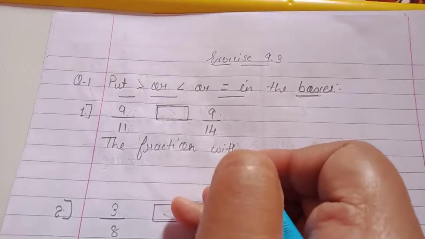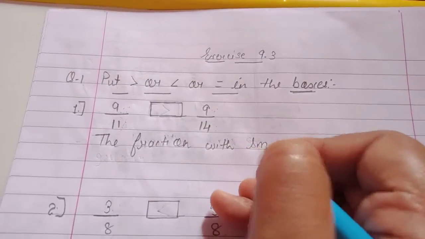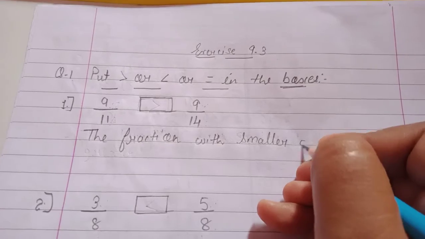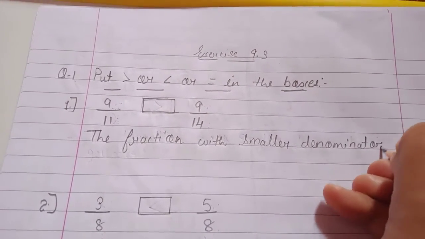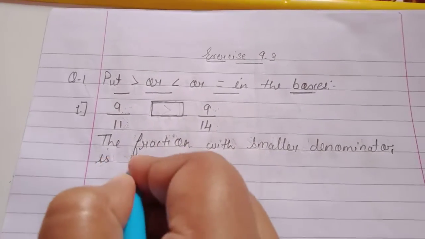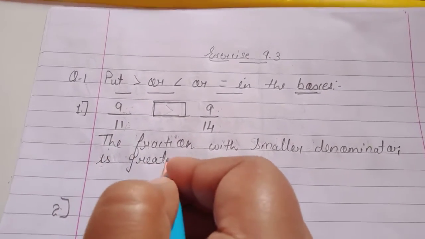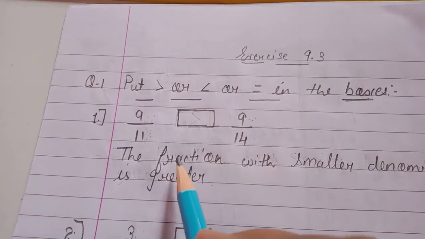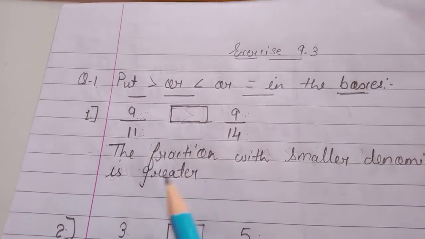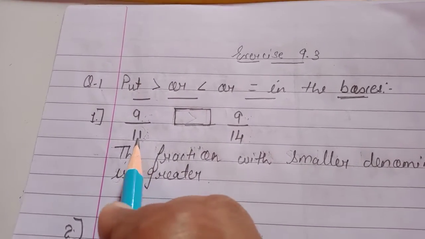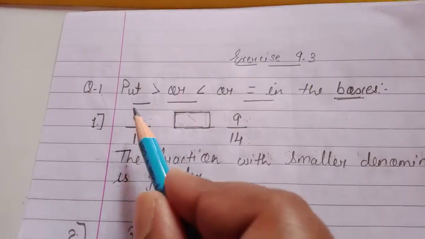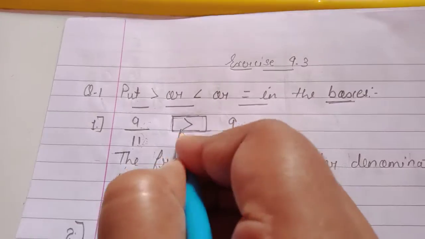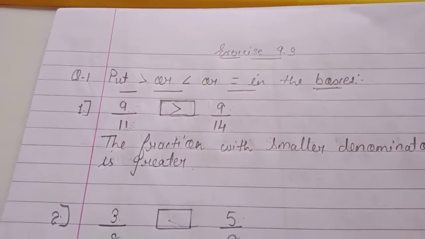smaller denominator is greater. So when numerators are the same, we have to see which denominator is smaller. Between 11 and 14, which one is smaller? Yes, 11. So 9 upon 11 is greater than 9 upon 14.